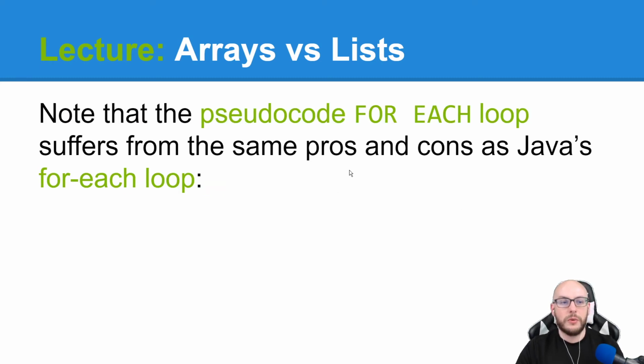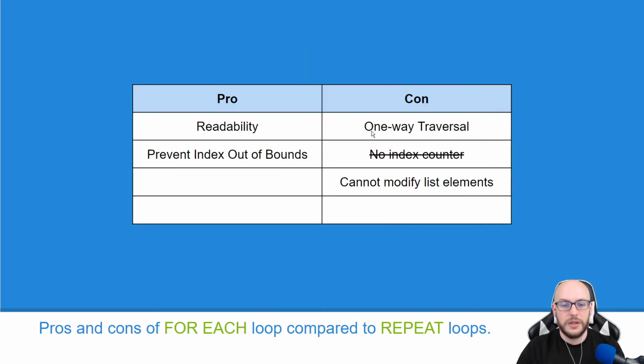Note that the pseudocode for each loop suffers from the same pros and cons as Java's for each loop. Right? We talked about the pros and cons of our for each loop when we looked at the Java for each loop, and it is the exact same. Pro, readability. That is definitely cleaner. We are never going to experience an index out of bounds because there is no index. There's no way to go beyond the array. You can only go from left to right, right, beginning to end. And we cannot modify the list elements, right?